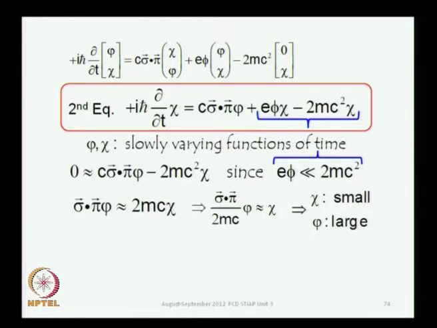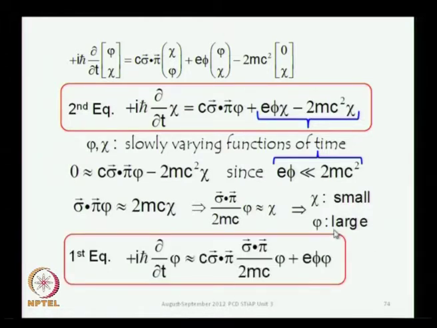So, these are the small and the large components, and now we can express this relationship in the first equation, which is for phi, the large component. In the large component equation, which is i h cross del phi by del t equals c sigma dot pi operating on chi, this chi can now be replaced by sigma dot pi over twice mc phi, which is what we have done over here. And now you have a relationship which does not have chi at all. So, we have decoupled the relations approximately, but quite fruitfully.